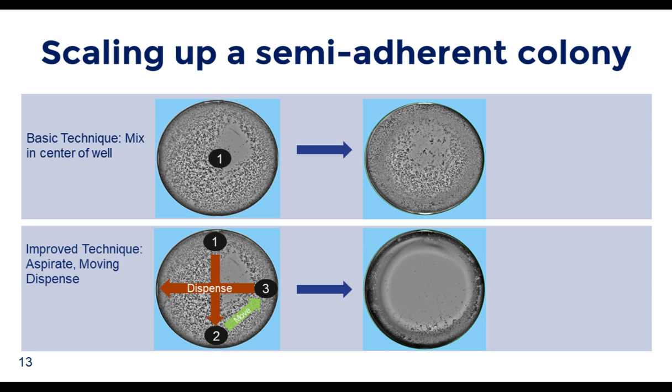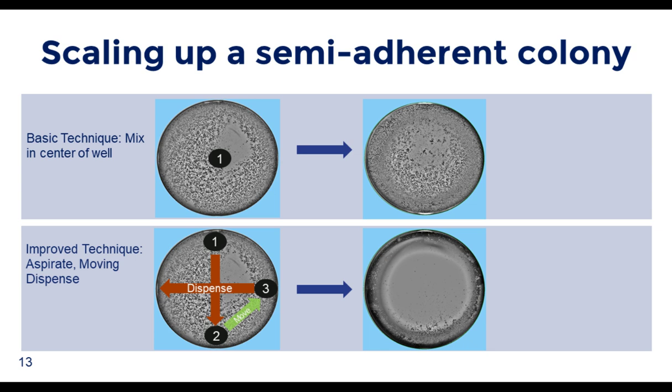As we incorporate new plate types and translate our workflow to automation, we have the issue of converting the manual transfer of a semi-adherent colony to an automated liquid handler method. Manually transferring a semi-adherent colony is a simple task of pipetting up and down while moving the pipette tip across the bottom of the well, then tipping the plate to aspirate the entire volume. A basic liquid handling technique, seen here in the top panel, of briefly mixing in the center of the well only transfers limited cells.